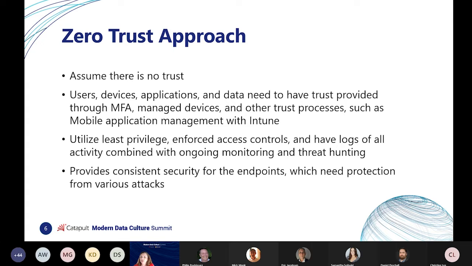So again, with zero trust, we're looking to really provide a consistent security for all the different endpoints, because our endpoints, of course, are going to need protection from various types of attacks. Next slide, please.